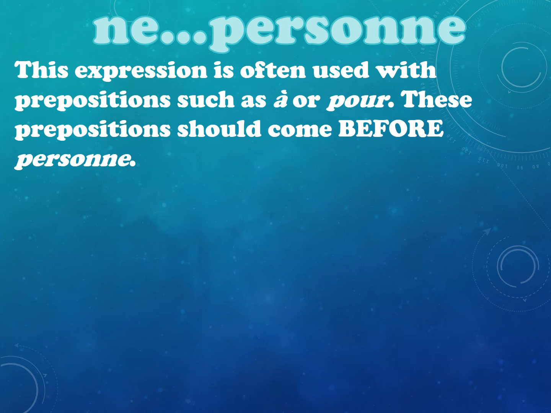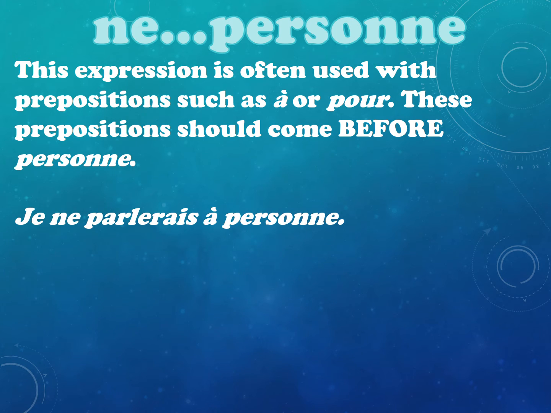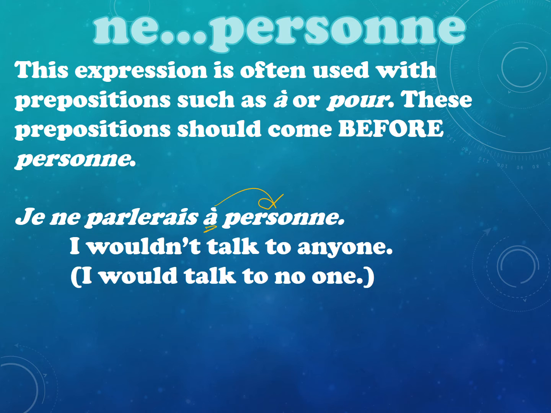Ne personne. This expression is often used with prepositions like à or pour. These prepositions should come before personne. For example, je ne parlerai à personne. There's your preposition à before personne. I wouldn't talk to anyone, or I would talk to no one.